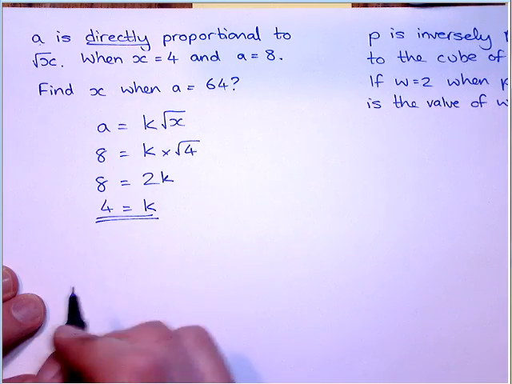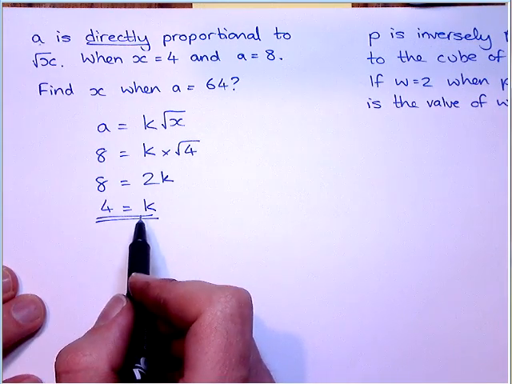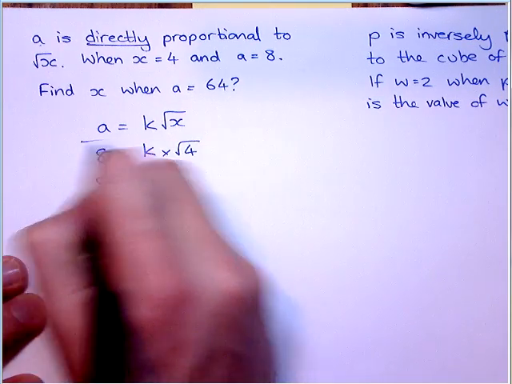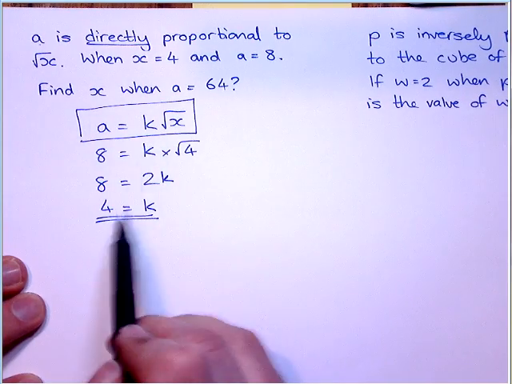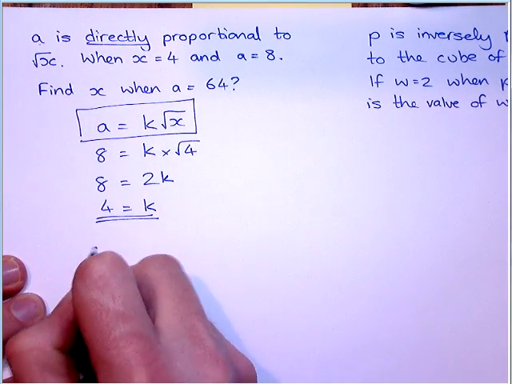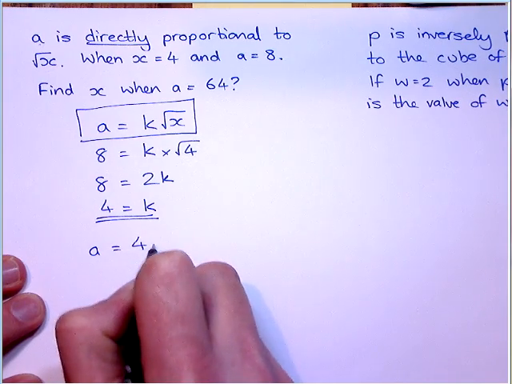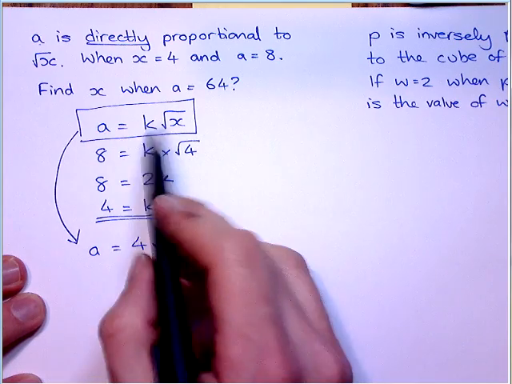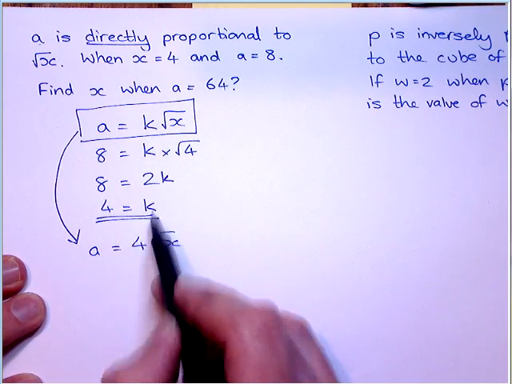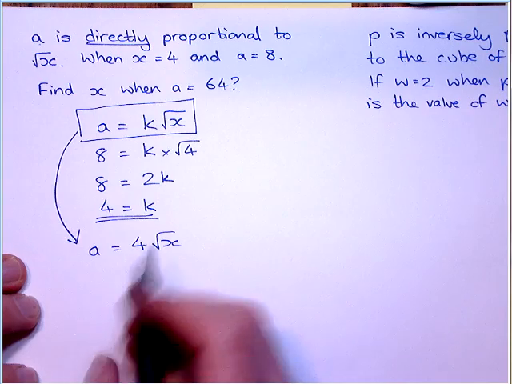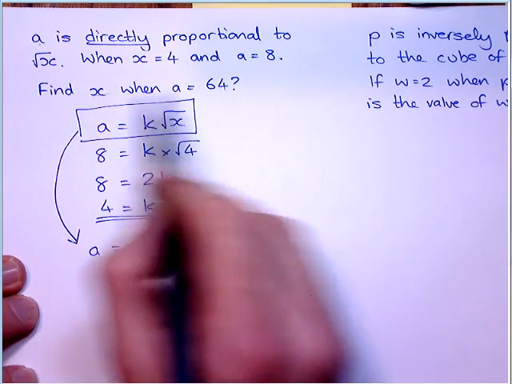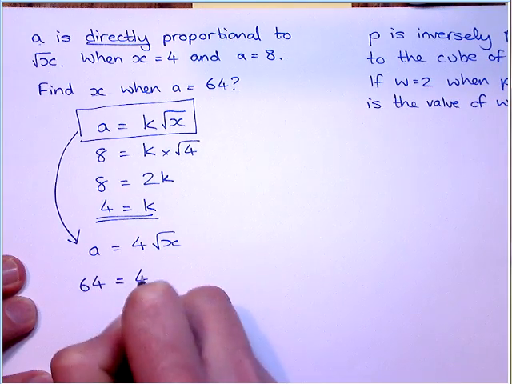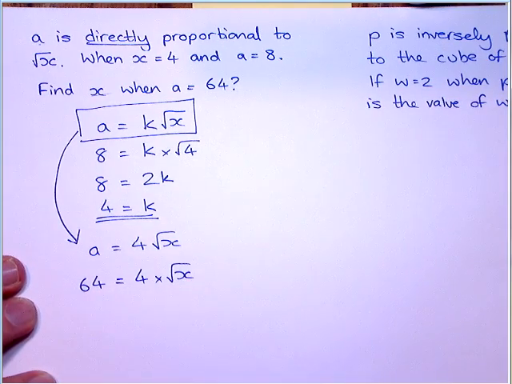So part A normally says form an equation to represent this information. This isn't the full equation, because what we're actually asking you to find is this constant value. So the equation is a equals 4 root x. We can go to this because we know now the constant is 4. So part B, it might ask you something like this: find out what x is when a is 64. So we know a is 64, and it's 4 times the square root of x.